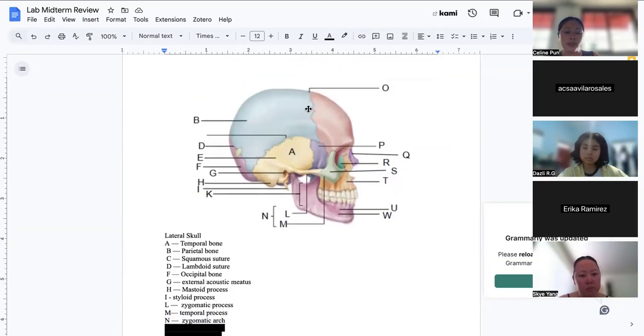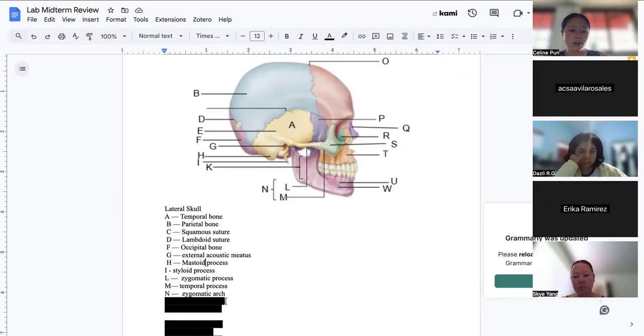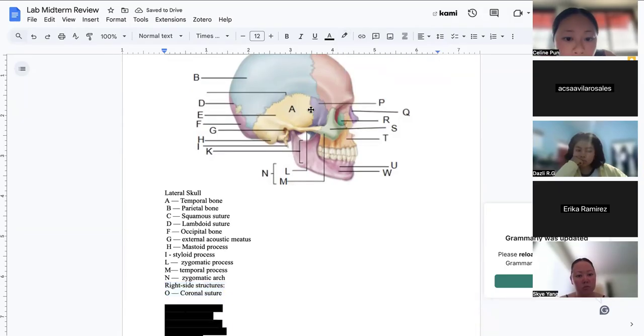And then, oh, up here, what is the suture on the top of your head called? Like where your crown is? What is that called? Your coronal suture. Okay. And then P, what is this bone here called? This is your sphenoid bone.